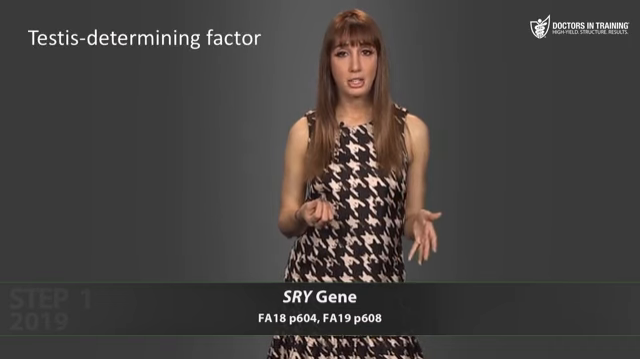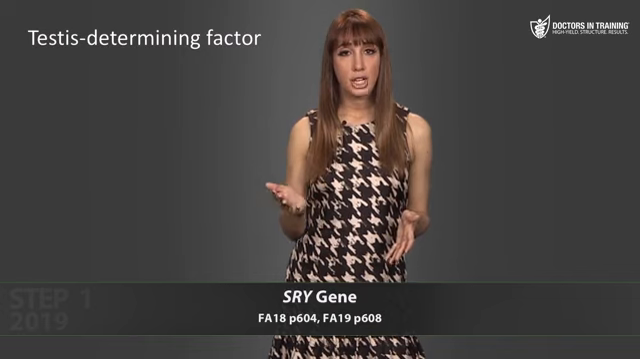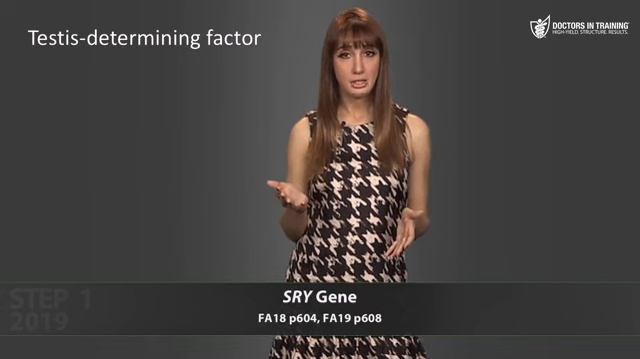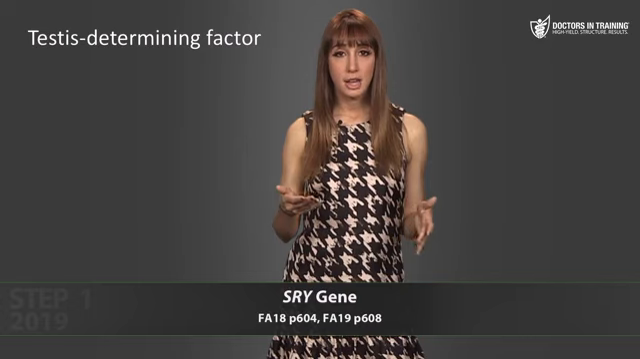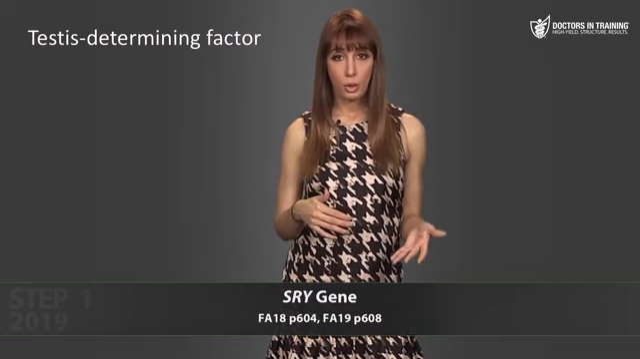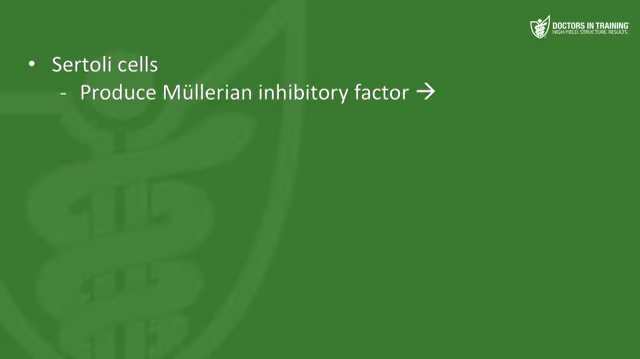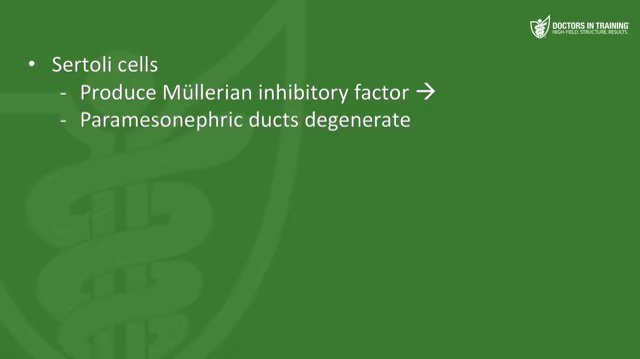The SRY gene codes for something called testis determining factor, which induces the undifferentiated embryonic gonads to become testes and to develop 2 specific cell types and 3 specific hormones. The Sertoli cells make a hormone called Müllerian inhibitory factor, which, as you might guess, inhibits the Müllerian ducts, or the paramesonephric ducts, from becoming a uterus, fallopian tubes, and the rest. If Müllerian inhibitory factor is around, the paramesonephric ducts are going to degenerate.